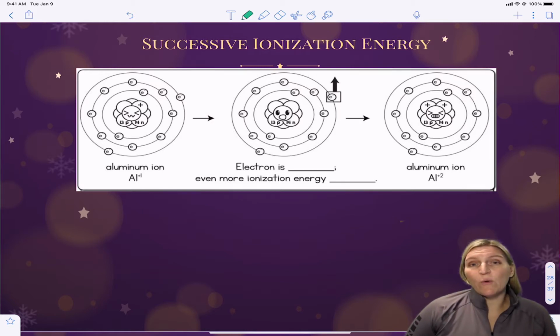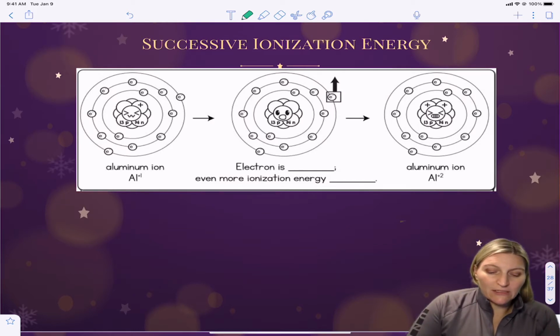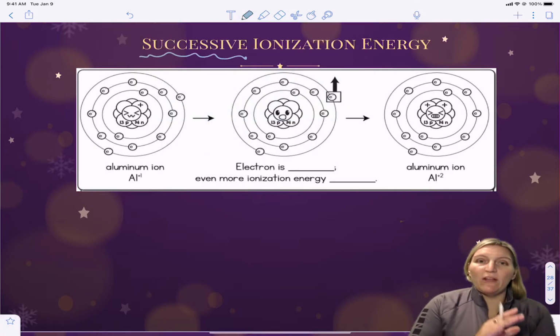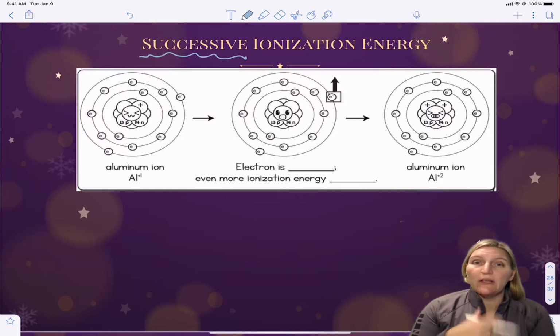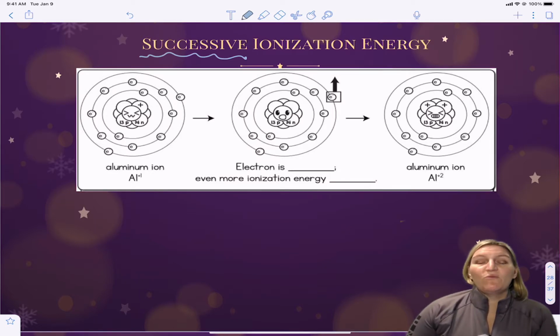So in this video, we're going to look at two more aspects of ions: successive ionization energy and the size of ions. Successive ionization energy is when we keep removing electrons. Remember, ionization energy is the energy required to remove an outer electron. Successive ionization energy is just when we are removing the second or the third or the fourth electron in an atom.